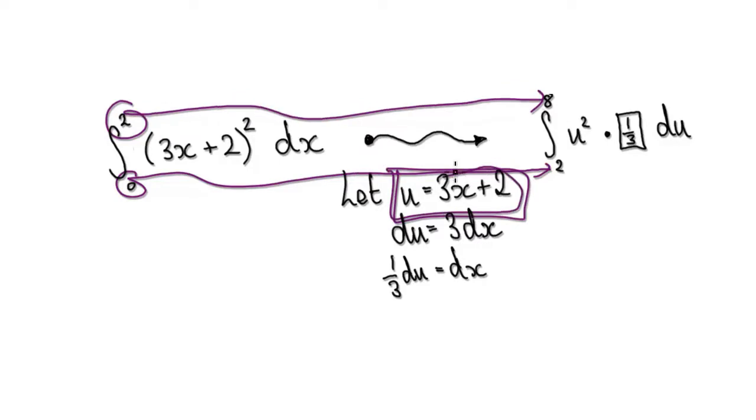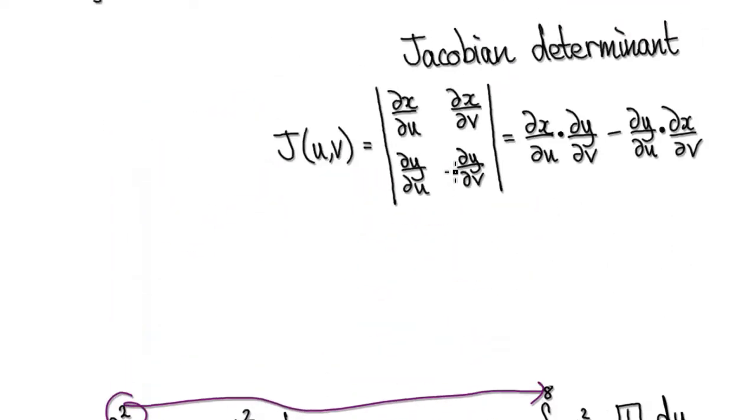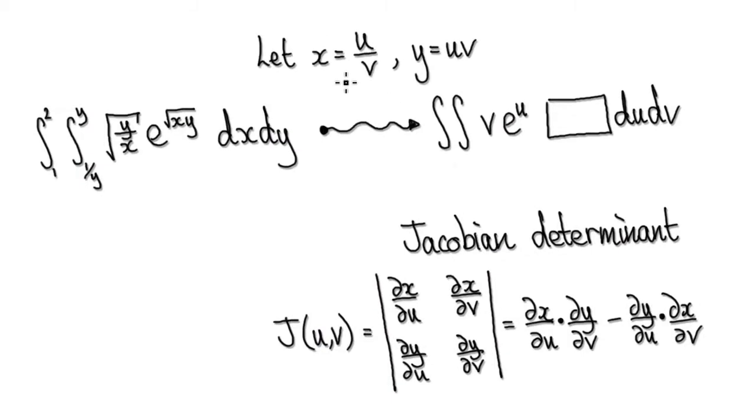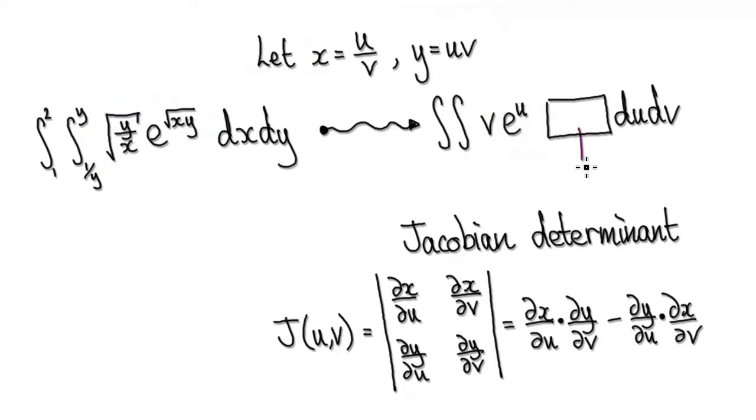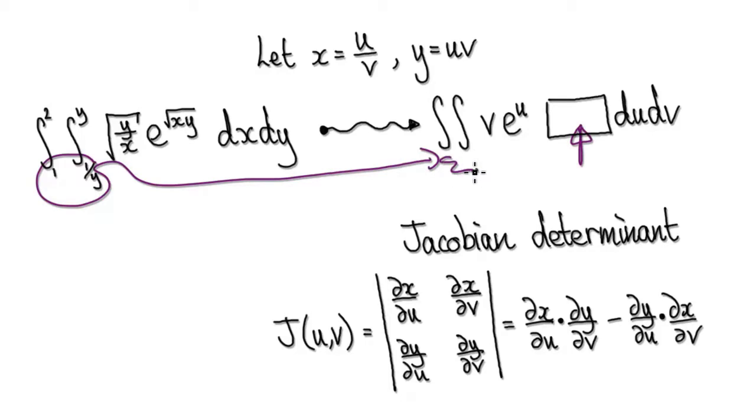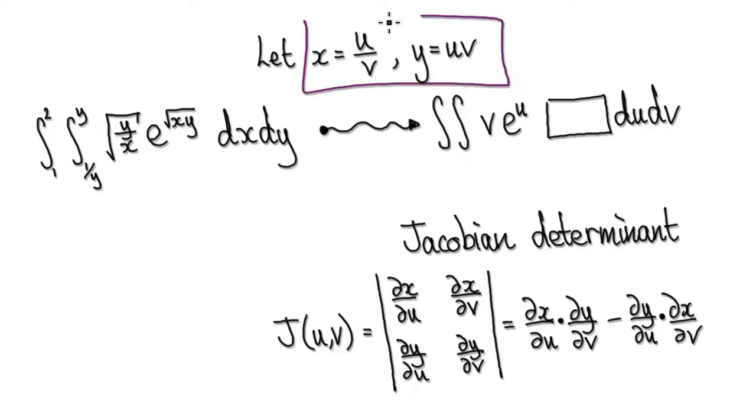So going back to here, when you make this substitution, the advantage is that the complicated thing becomes easier to work with, but you do need to make some sort of adjustments, and you do need to adjust your region over which you're integrating. And the hard part is in figuring out what substitution to make.